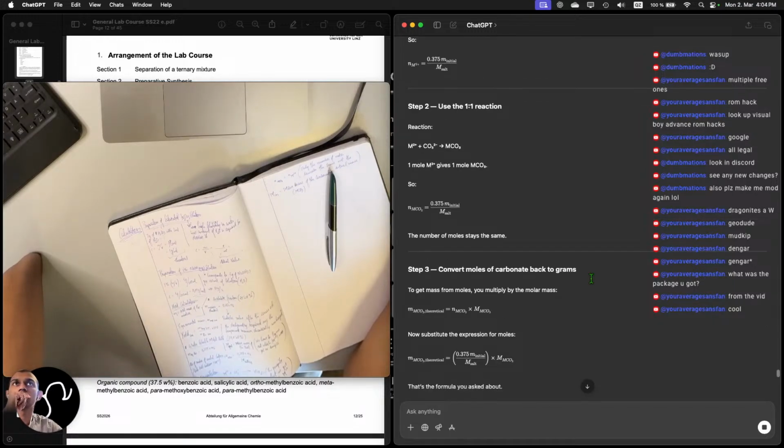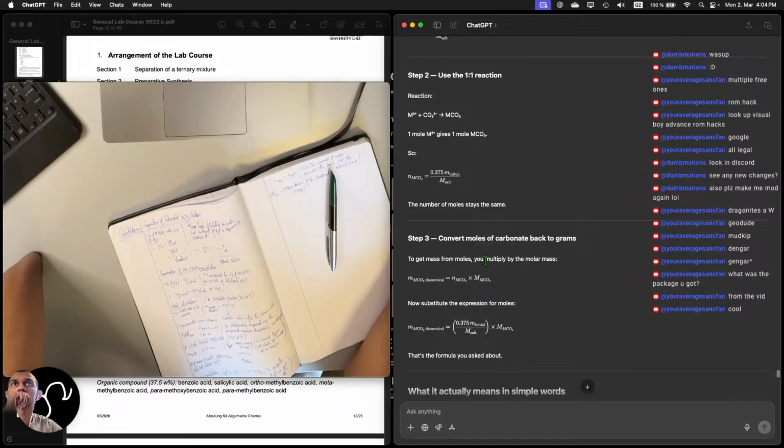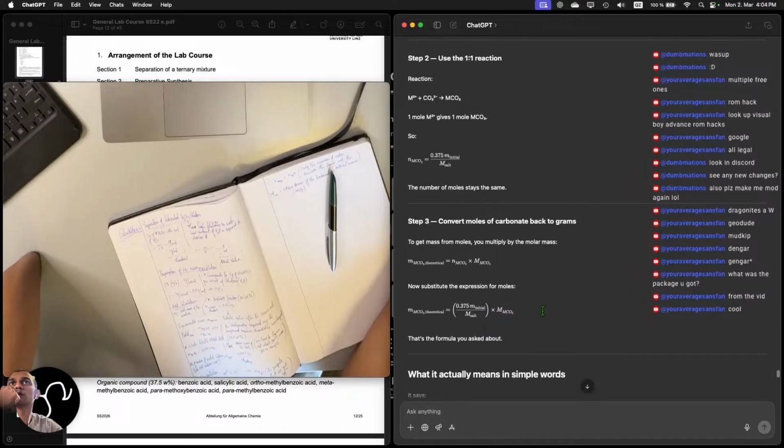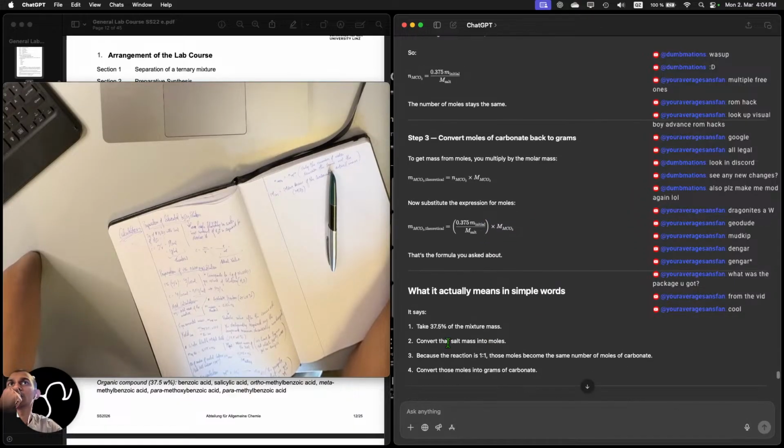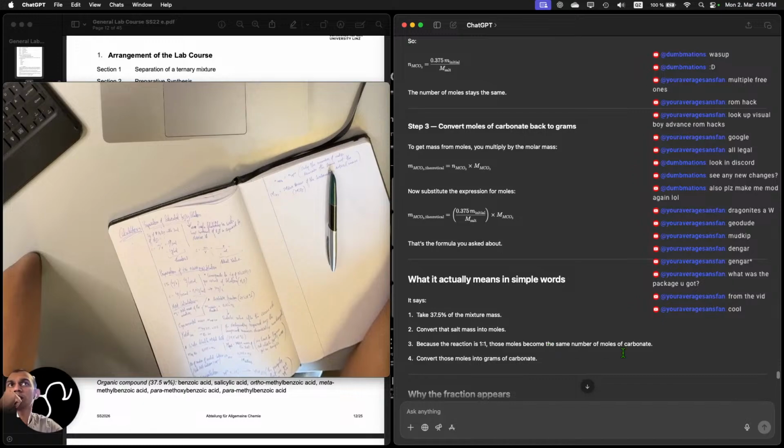Convert moles of carbonate back to grams. To get the mass from moles, you multiply by the molar mass. Number of moles of carbonate times molar mass of carbonate. Now substitute the expression for moles. Convert that salt into moles. Because the reaction is 1:1, these moles remain the same number of moles of carbonate. Convert those moles into grams of carbonate.